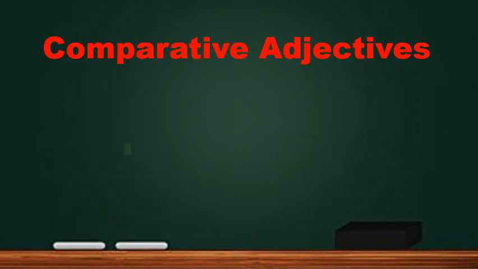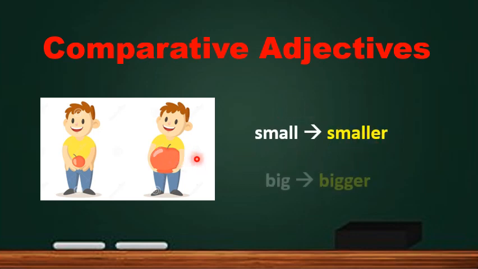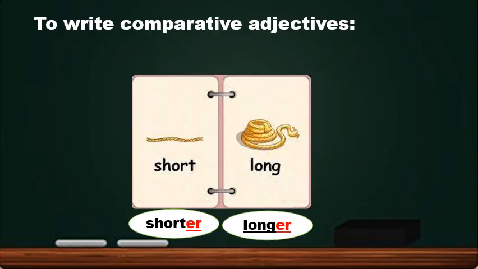Let's look at the second example. Small. The adjective small has to change to smaller. Big. The adjective big has to change to the comparative adjective bigger. So, when we want to write comparative adjectives, we have to follow the following rules.